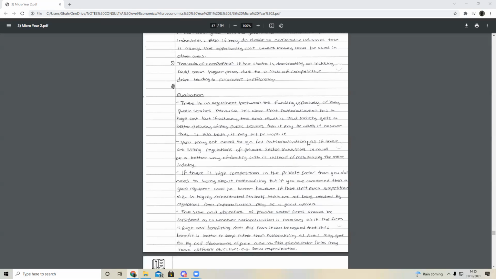You don't even need to go full nationalization if there are strong regulations of private sector industries. It could be a better way of dealing with it instead of nationalizing the entire industry. If there's high competition in the private sector, then you don't need to worry about nationalizing. But if you're concerned, then a good regulator could be better. However, if there isn't much competition, for example, in highly concentrated markets which are not being resolved by regulations, then nationalization may be a good option.